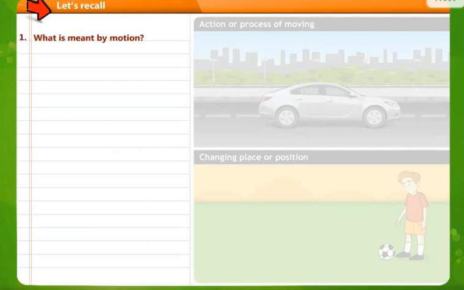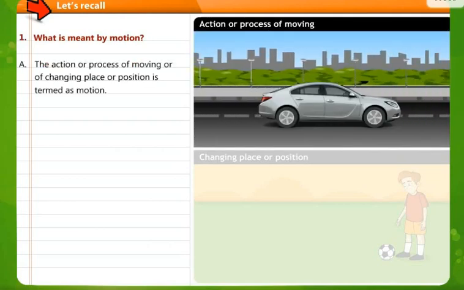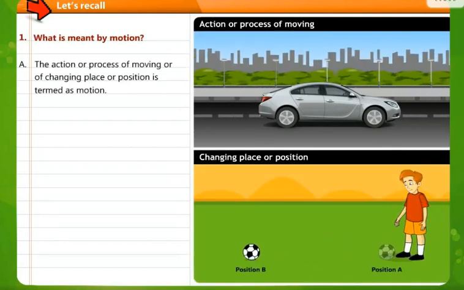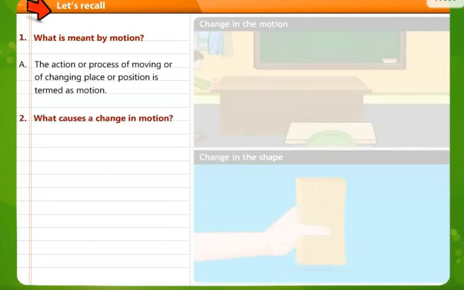Basically, what is meant by motion? The action or process of moving or of changing place or position is termed as motion. So, your change in position is called motion. Now, what causes a change in motion?